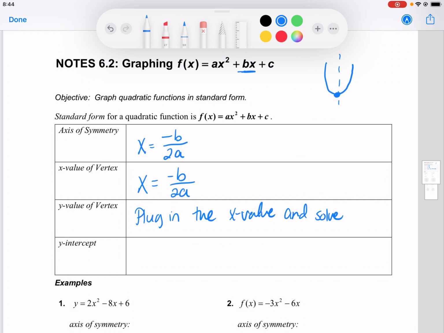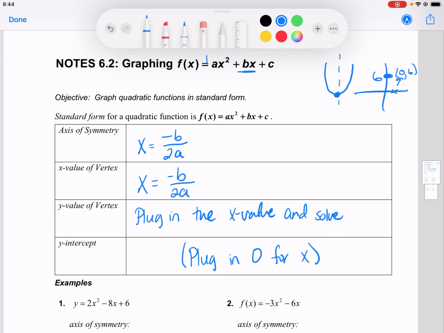And then y-intercept. So y-intercepts in general, I'm going to put it off to the side. When it comes to y-intercepts, it's always a value where x is equal to 0. So if we have a y-intercept at 6, this coordinate would be 0, 6, so the x value is 0. So the way you find your y-intercept is you plug in 0 for your x.